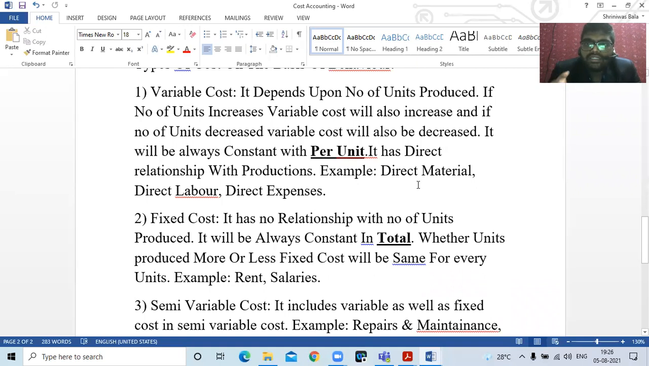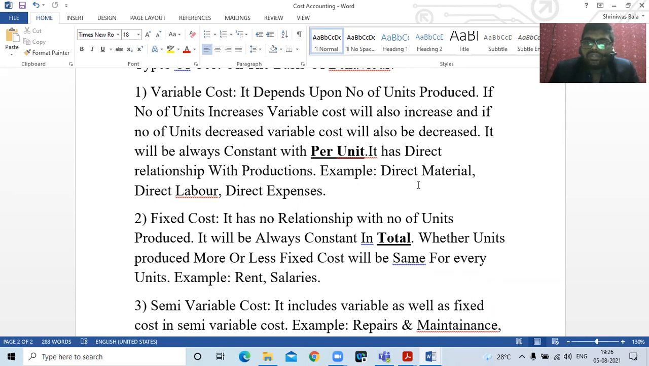So variable cost is something which always and always depends upon your number of units. As your number of units increases, your variable cost will increase. As your number of units decreases, your variable cost will decrease. Okay, that is your variable cost. It is always constant per unit, and it changes with your number of units. Now variable cost is done.